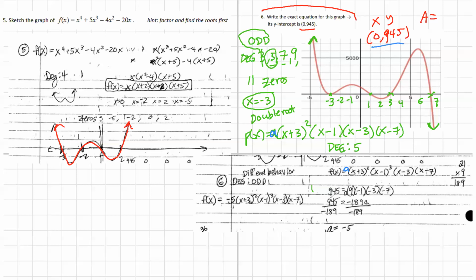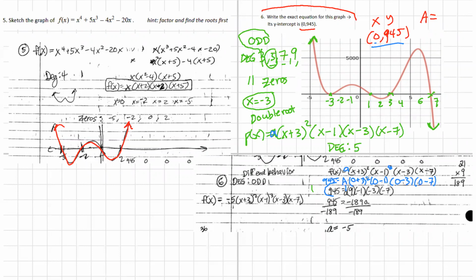So y is 945, so we're going to plug in 945 to the left-hand side of the equation. Then we're going to plug in 0 to all the x's. So 0 plus 3, and there's an a out in front right here. a times (0 + 3) squared times (0 - 1). Oh, that's not supposed to be cubed, sorry. (0 - 1) times (0 - 3) times (0 - 7). Okay, so we plug in 0, and the left side equals 945.